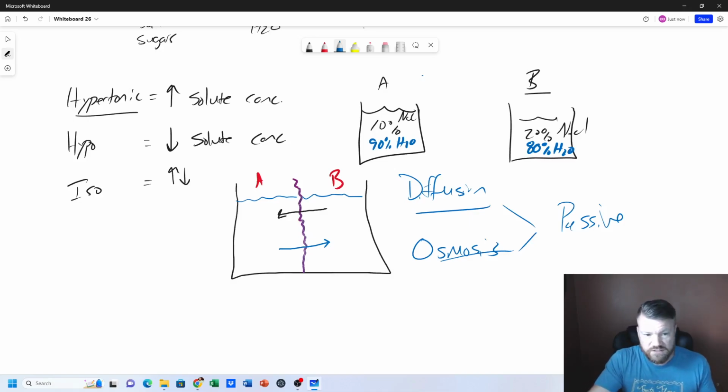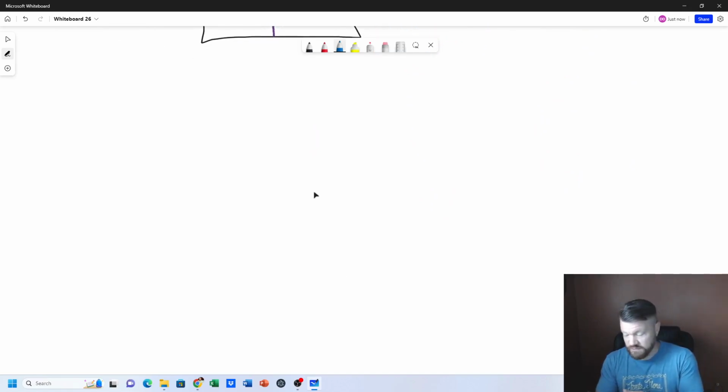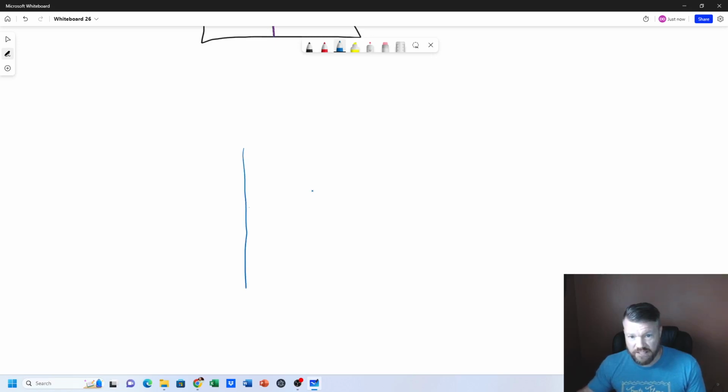Now, why would all this matter? We were talking about this kind of outside the body, and this is an anatomy class, so let's talk about what would happen inside the body, right? So let's say, we can just keep this blue here if we're going to talk about IV fluids. Let's say we've got a vein here, right? And inside that vein, let's say we've got a red blood cell, right?